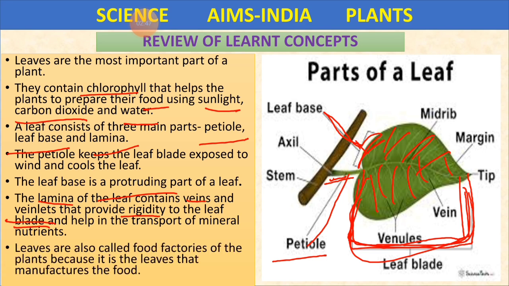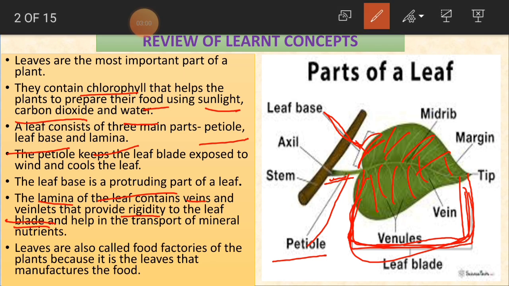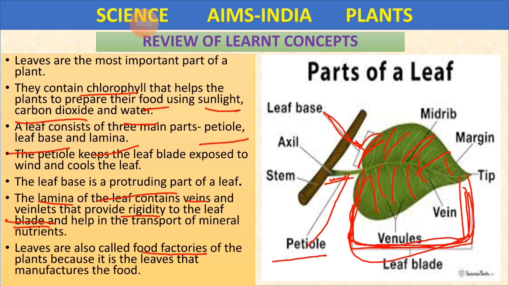Leaves are also called food factories of the plants because it is the leaves that manufacture the food. Even in the beginning we learnt that leaves are called food factories. Why? Because they produce food. They manufacture food through the help of sunlight, carbon dioxide and water. And what is this process called? Do you remember children? It is called photosynthesis. So leaves are called food factories.